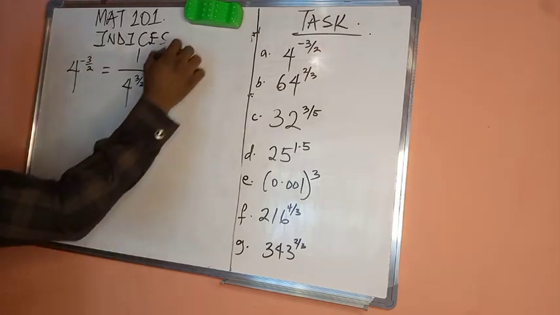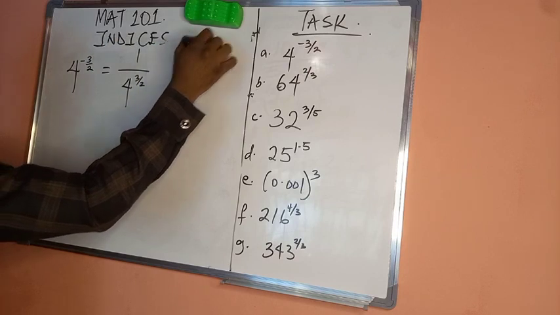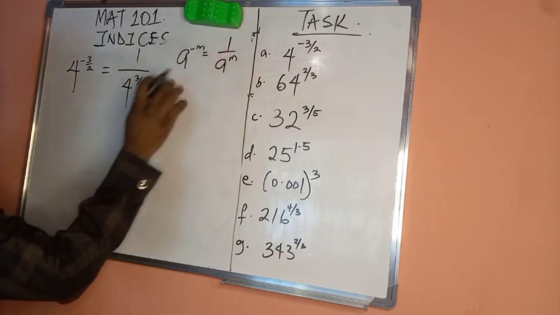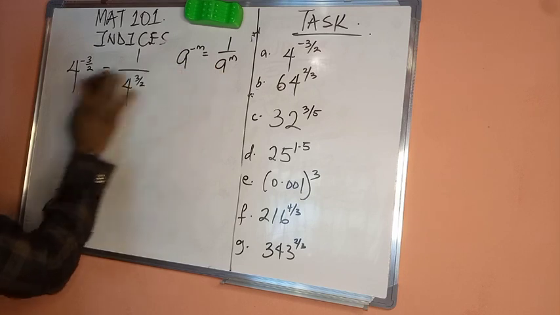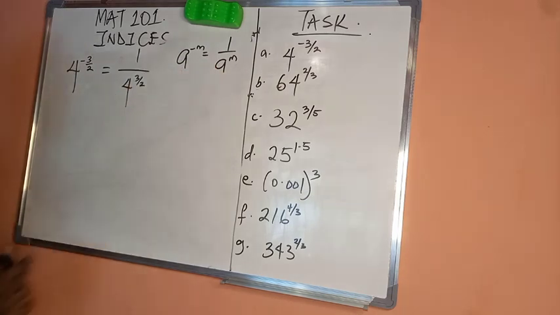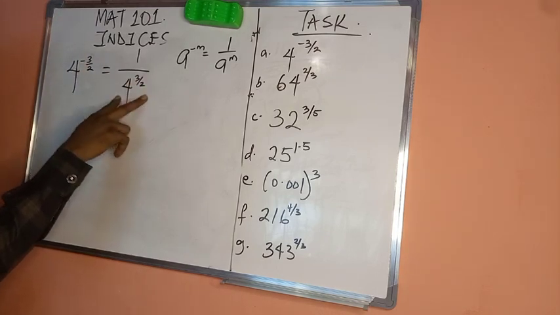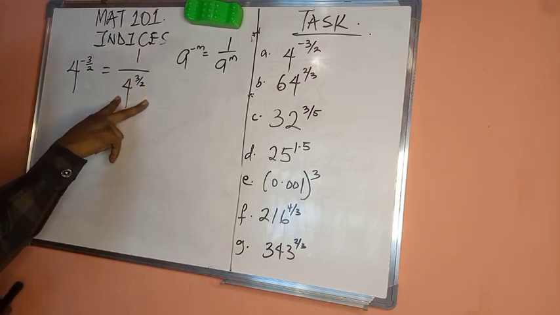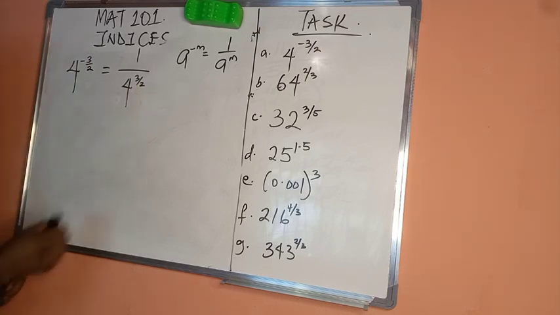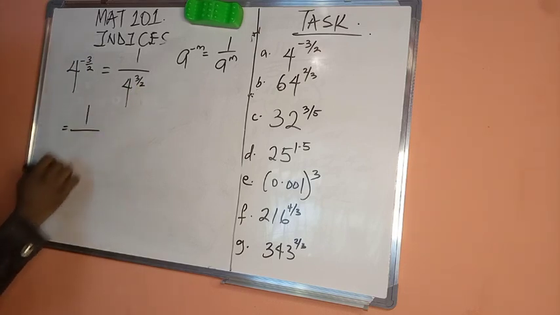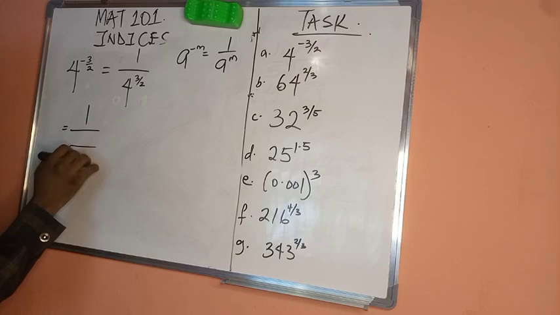From the law that says a to the minus m equals 1 over a raised to m, from this law, you can simplify this to this. With that being said, from our fractional index, we can solve the denominator. And that is simply 1 over the square root of 4.